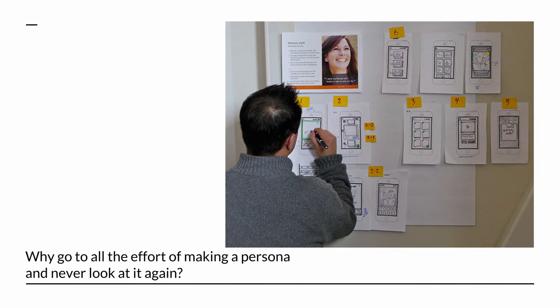So the last problem, the final one, which is an add-on to seven, is that the persona is in the drawer. Why go to all the effort of making a persona and never look at it again? You've probably got that Google Drive folder where you put personas and never open it. It's like, oh yeah, you gave that to me to sell the picture. So there's no point. Why do this work if you never even work with it?